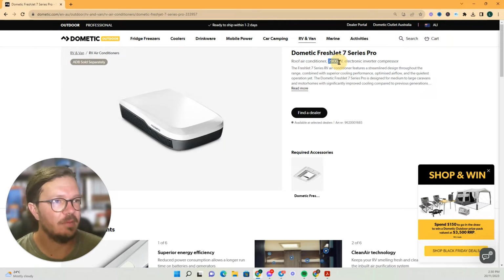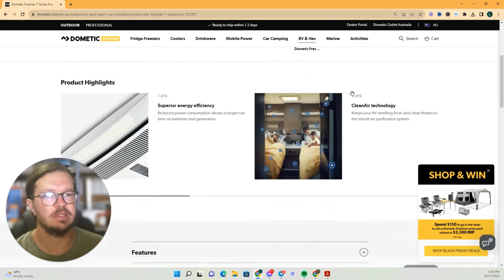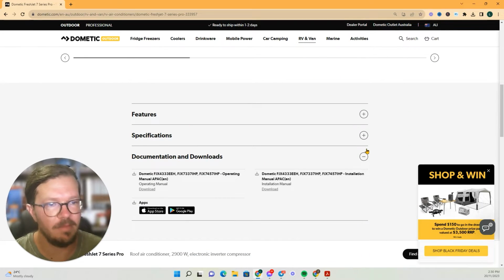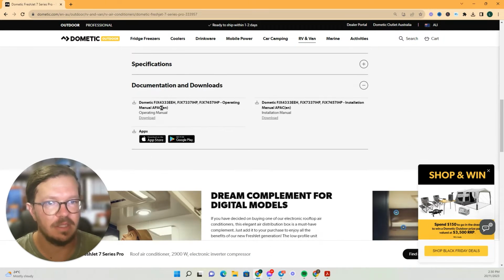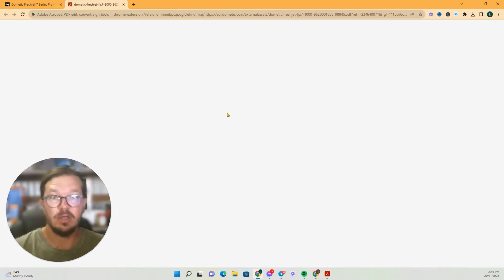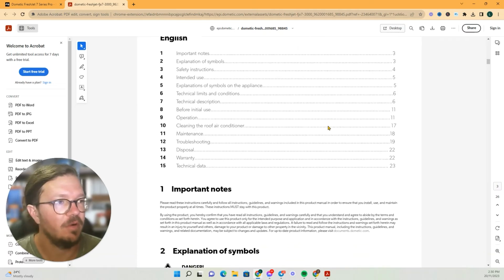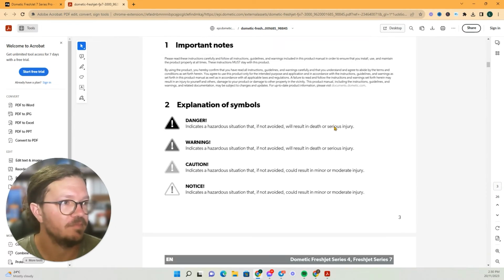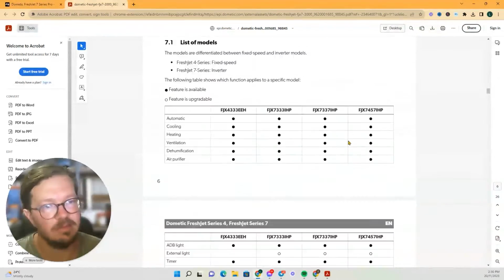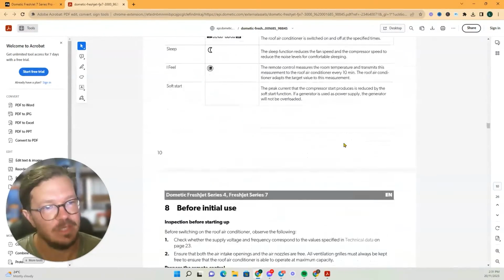So this one's 2900 watts is what they've said. So we can assume that, but where we want to go is the downloads. We want to download the spec sheet, I suppose. What we're looking for is a big chart. I did just look at this. I know it's all the way down the bottom somewhere. I cheated.